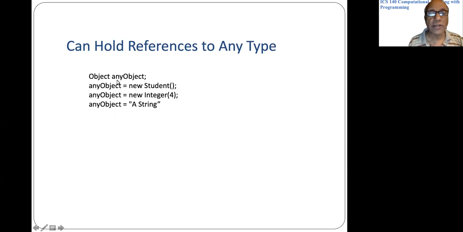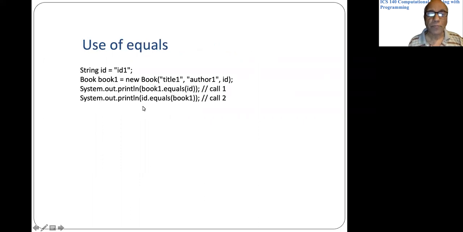So if you declare a reference of type Object, it can hold the reference of any type. For example, if you have a Student class and you create a Student object, an Object reference can store its address. If you have an Integer object, an Object reference can store its address. If you have a String object, an Object reference can store its address, and so on.